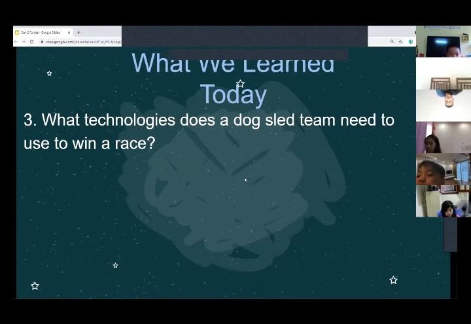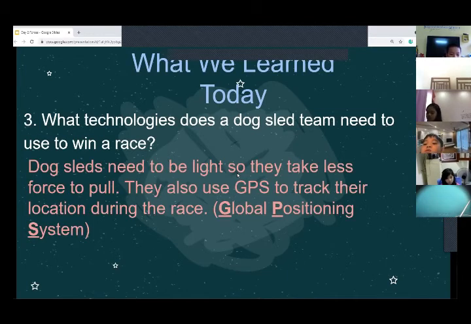What technologies does a dog sled team need to use to win a race? So, dog sleds need to be light. They need to be light, so they take less force to pull. They also use a GPS to track their location during the race. GPS stands for Global Positioning System. This is what is in your phone or your parents' phone to show you where to go.